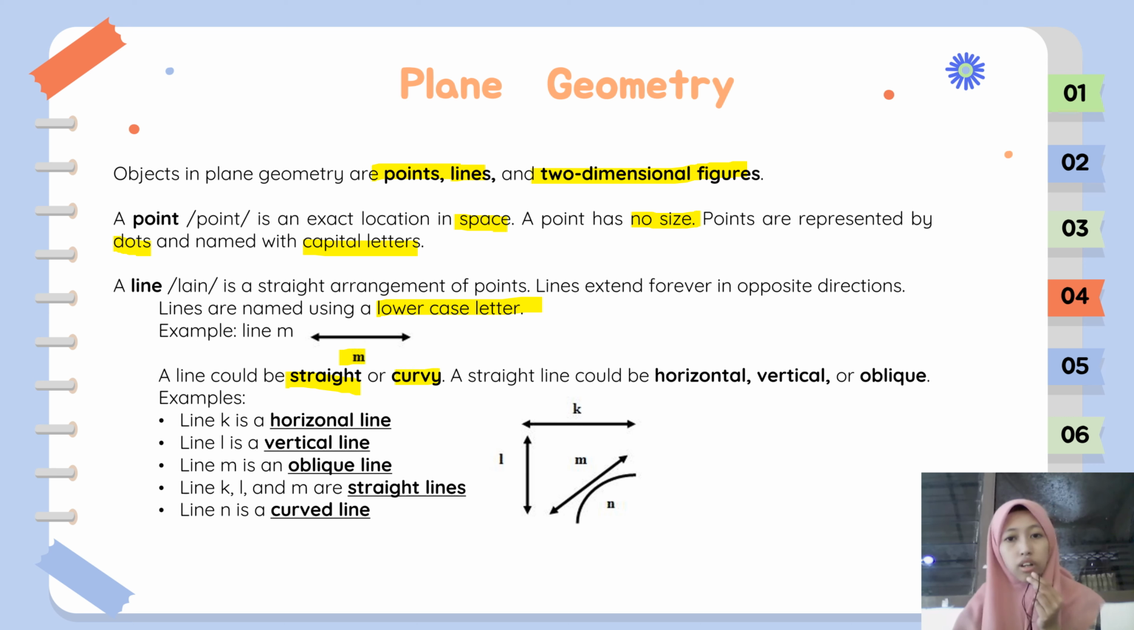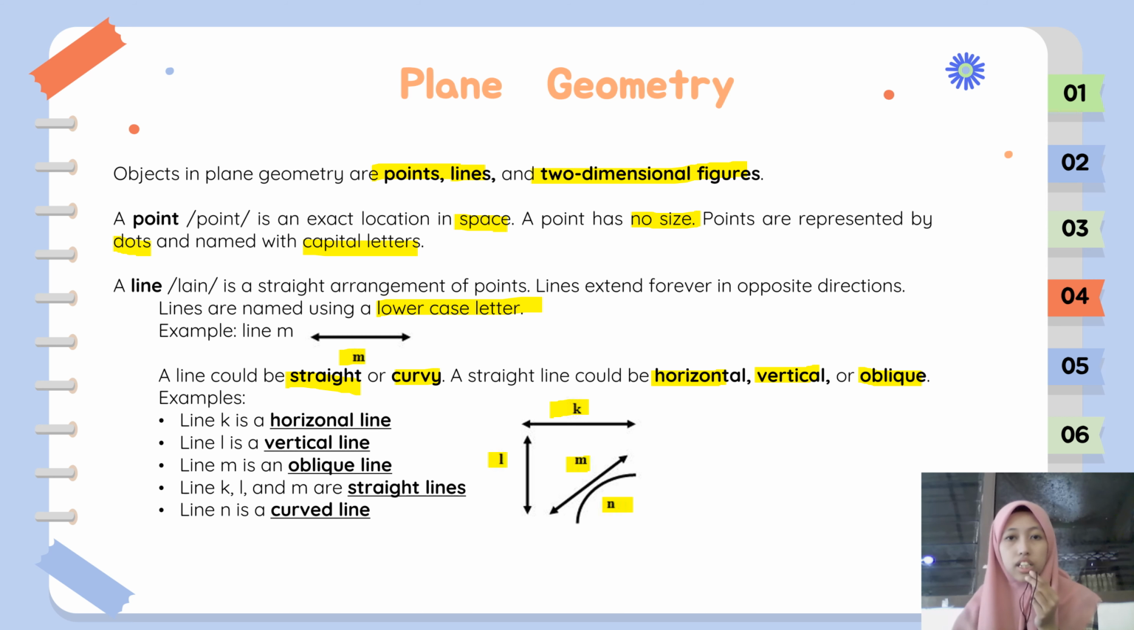A straight line can be horizontal, vertical, and oblique. For example, line K is a horizontal line. And the second, line L, is a vertical line. Line M is an oblique line. Lines K, L, M are straight lines. And then the last is line N. This is line N, a curve line.